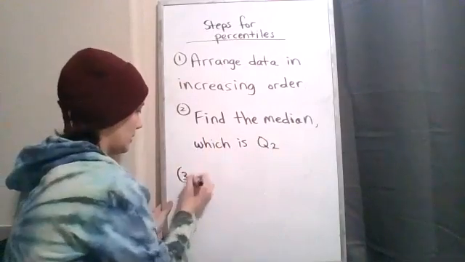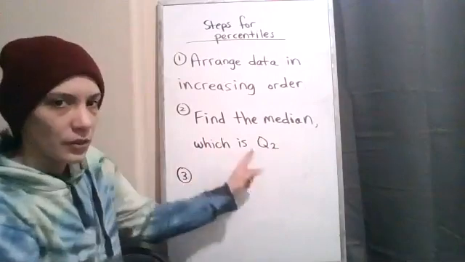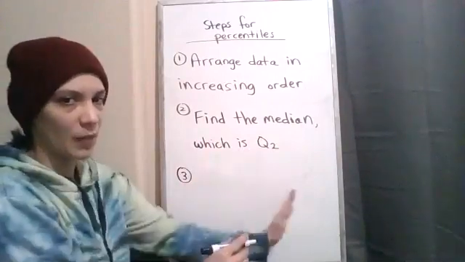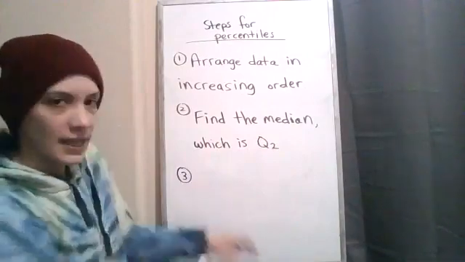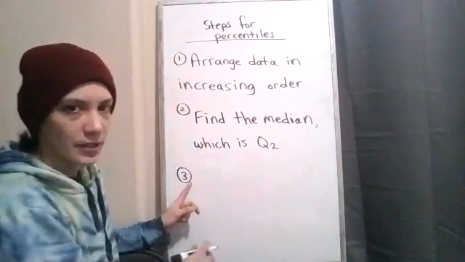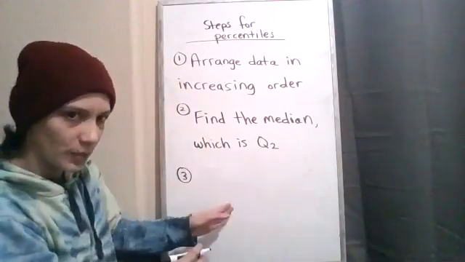Number 3. You use the median as a place where you split the data into a bottom half and a top half. And then we'll find the middle of the bottom half and the middle of the top half. But first, split the data into a bottom half and top half.